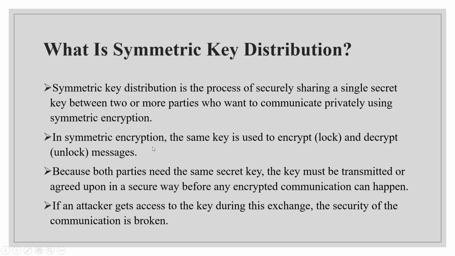In symmetric encryption, the same key is used to encrypt, meaning lock, and decrypt, meaning unlock, the message. Because both parties need the same secret key, the key must be transmitted or agreed upon in a secure way before any encrypted communication can happen. If an attacker gets access to the key during this exchange, the security of the communication is broken.